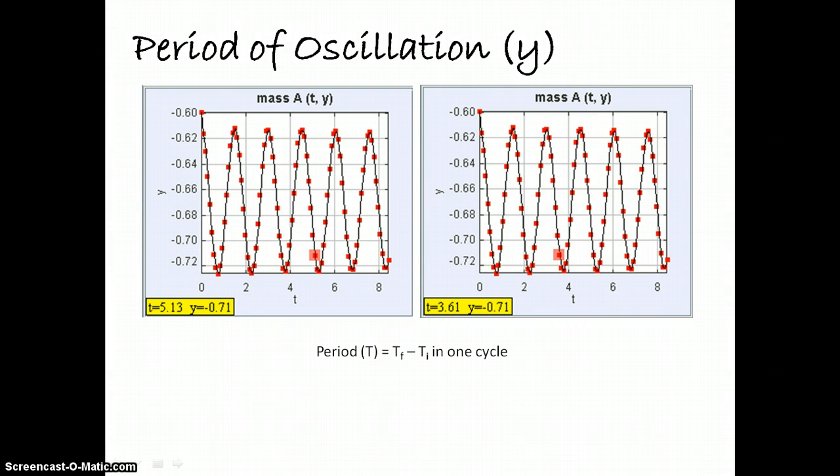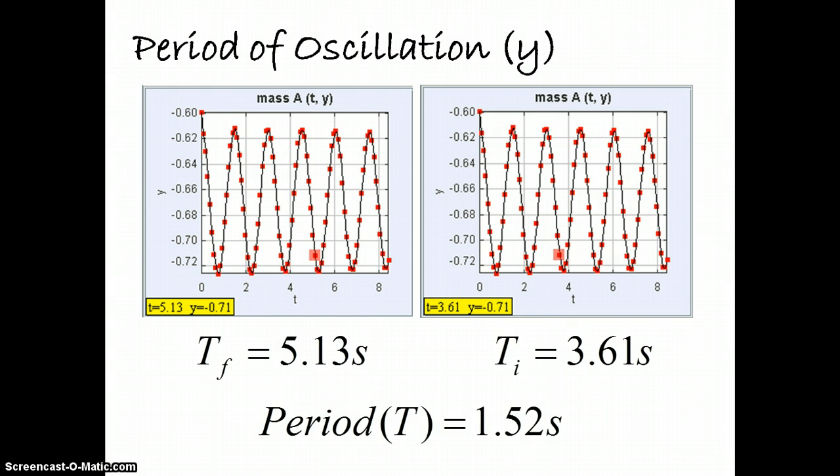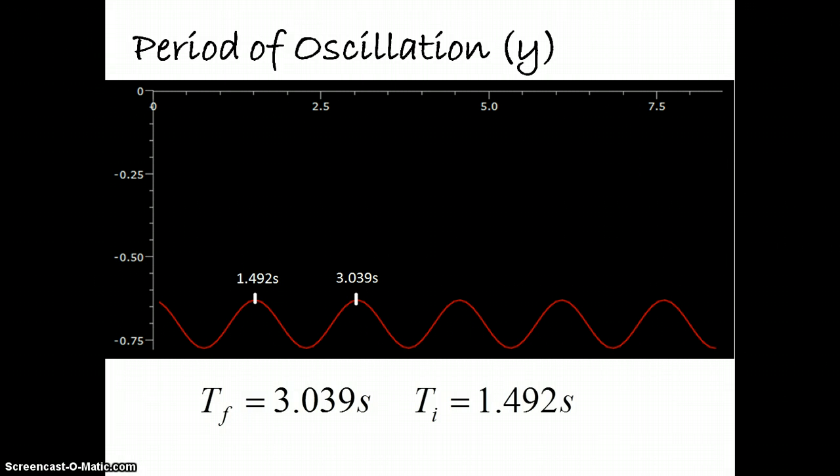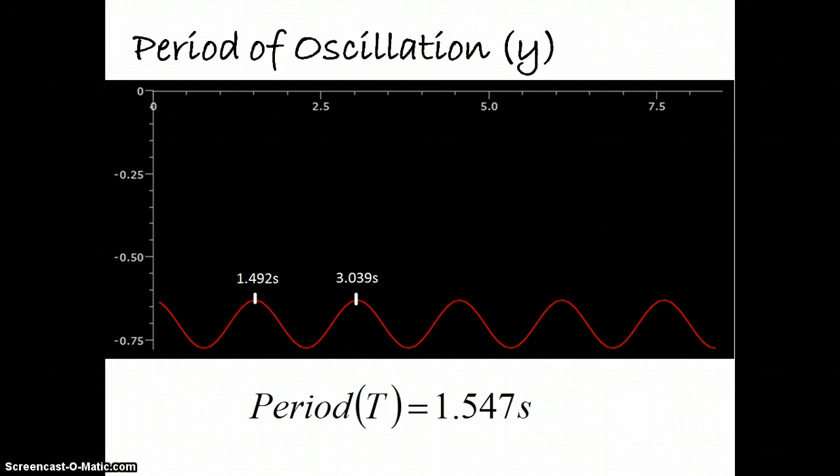The period of oscillation in Tracker can be found by isolating times at the start and end of a cycle. The final time minus the initial time gives the period. Here, the period is 1.52 seconds. In Python, the period of oscillation is found the same way, using the graph Python produces to find the final and initial times of one cycle. The period of oscillation in the y direction is 1.547 seconds.